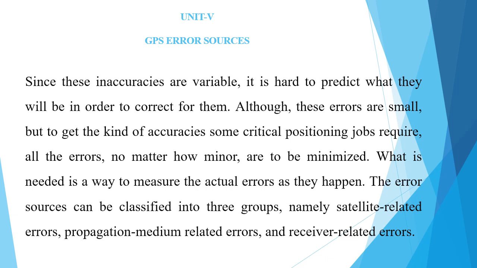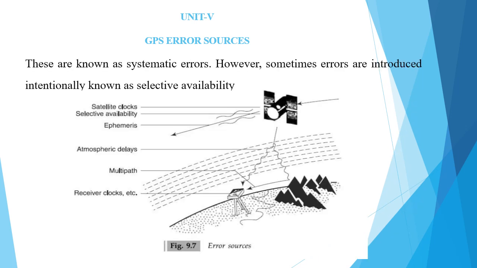What is needed is a way to measure the actual errors as they happen. The error sources can be classified into three groups, namely satellite related errors, propagation medium related errors, and receiver related errors. These are known as systematic errors. However, sometimes errors are introduced intentionally, known as selective availability.